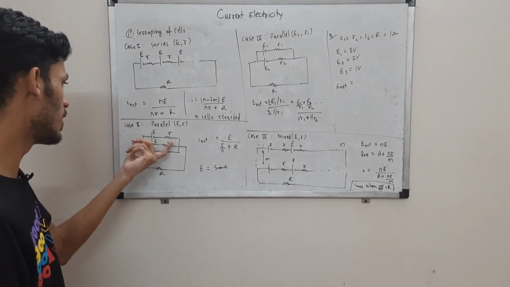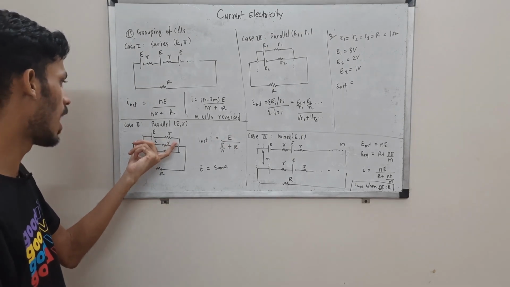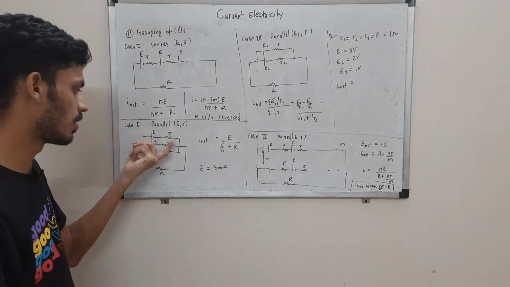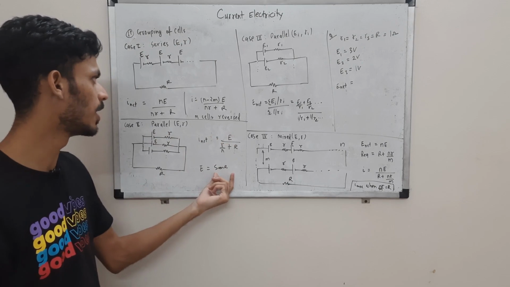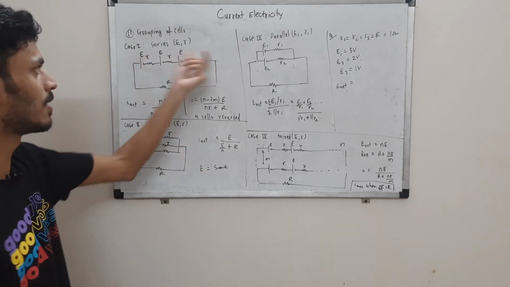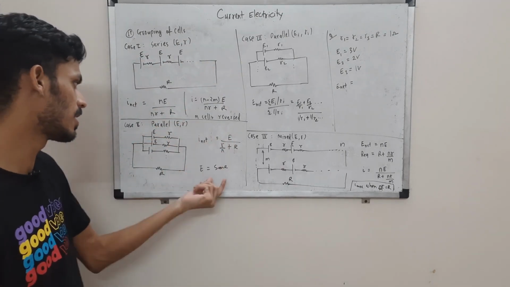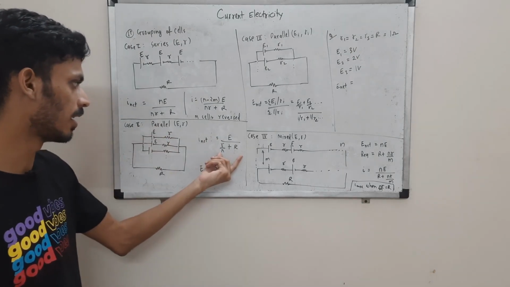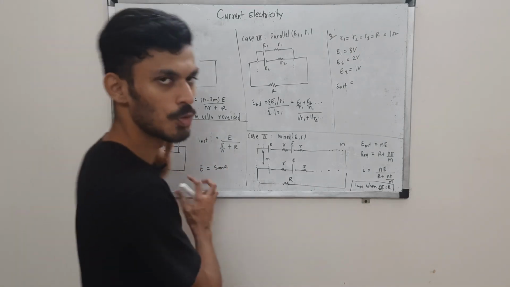So E will be the same because this is a parallel combination, and here the net EMF across this will be E only. E remains the same. Here E is changing, right? It has become N times E. Here E remains the same since it is parallel, and this is the net resistance. So these two are simple.